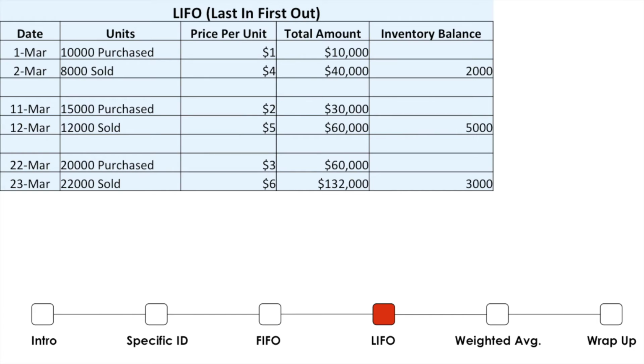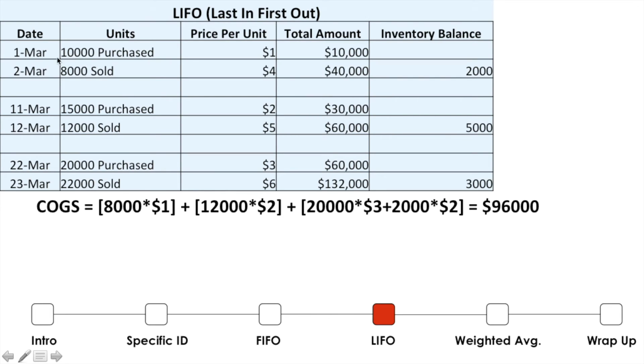On the LIFO, here we use the exact opposite idea of what we did last time. So on the second, when we sell 8,000 units, we sell the final 8,000 of this 10,000. So we do 8,000 times $1, and then we have the very first 2,000 units purchased that get carried over. And then on the 12th, we sell 12,000 units.